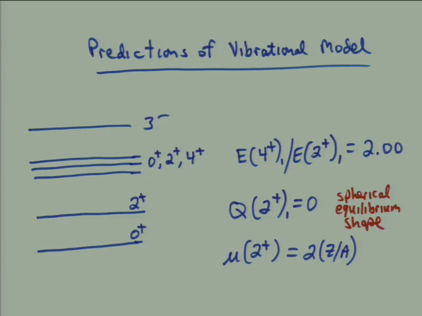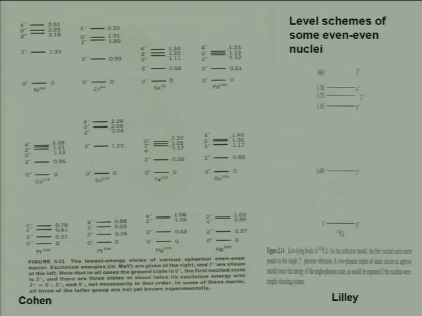And it turns out you can also make an argument about what the magnetic moments should be, and they should be close to 1 in these units. Z over A is about a half, so 2 times that should be about 1. Okay? So let's go look at a bunch of different nuclei.